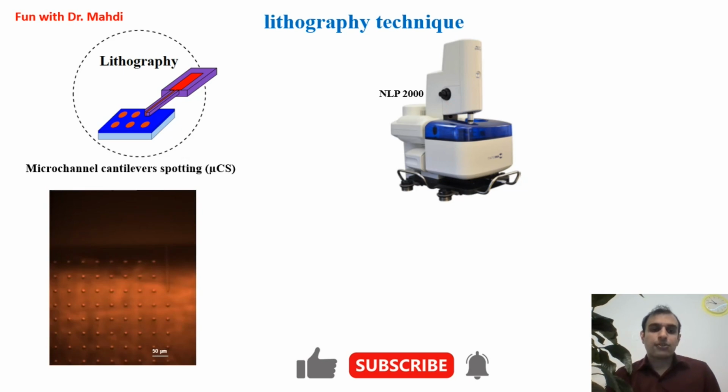Here in this video, you can see printing the molecule on the surface. You can see ink is transferring to the surface through this channel. Width of channel is 10 micron. It means diameter for every droplet, for every dot is 10 micron. Distance between two dots is 50 micron.